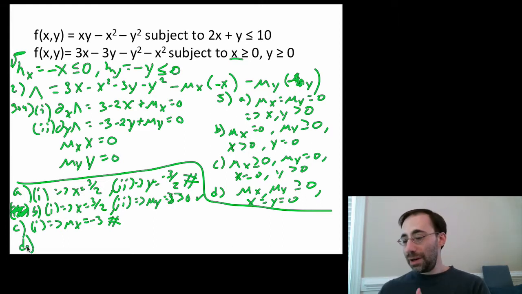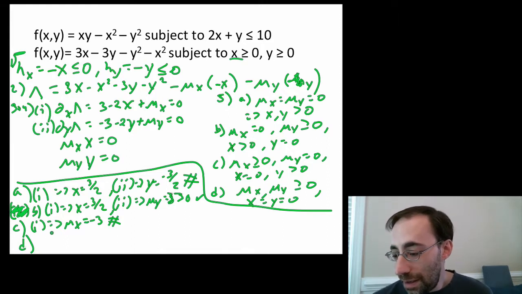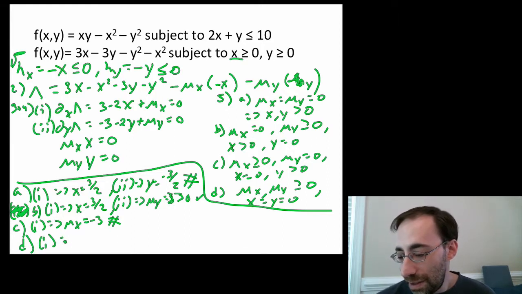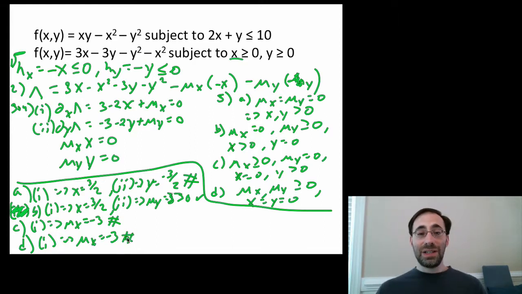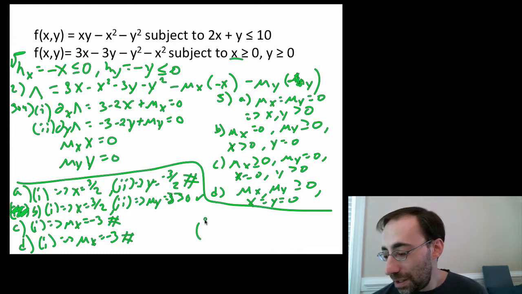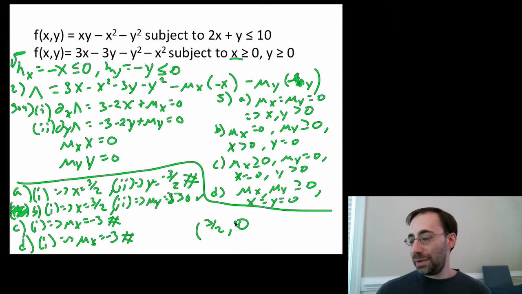This last one over here. D now. Now we have mu x and mu y positive, and x and y are 0. And again, in that case, 1 implies mu x equals negative 3, which violates the same exact assumption. We assume that mu x is greater than or equal to 0. We're done. We have exactly one of the 4 cases working as a possible maximum. So the maximum here is 3/2 and 0, the only maximum.